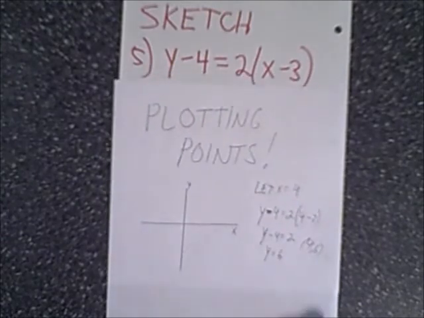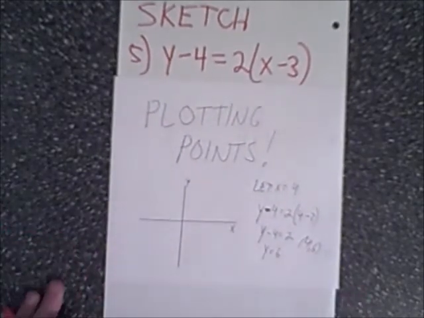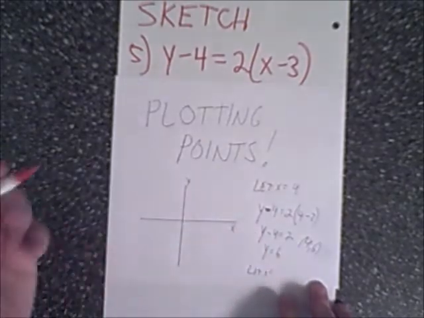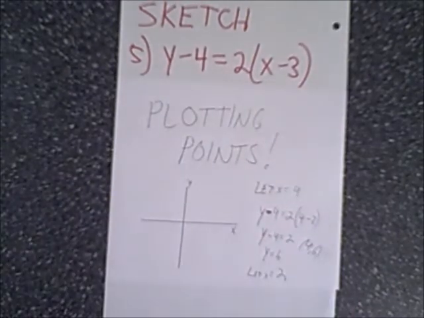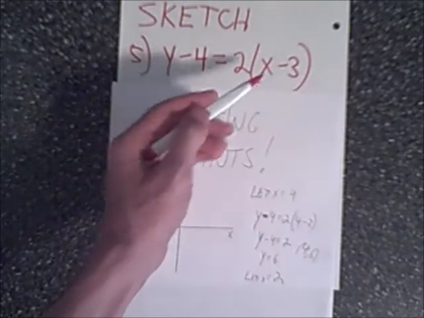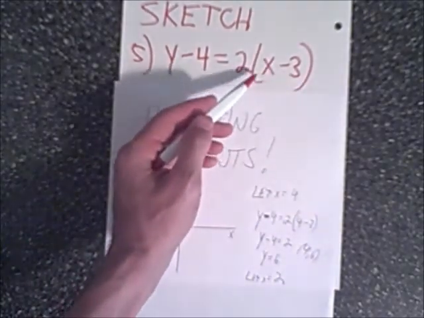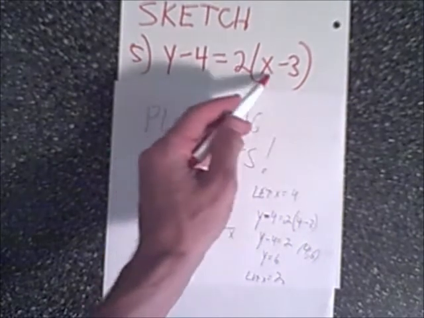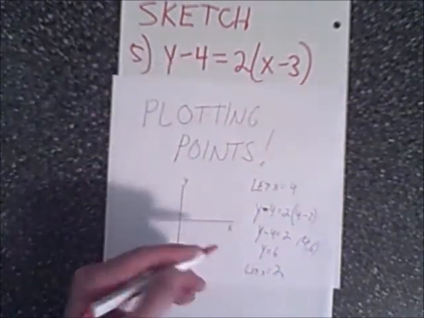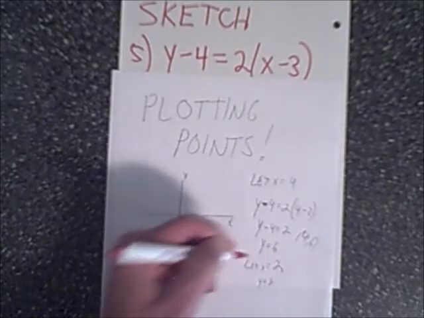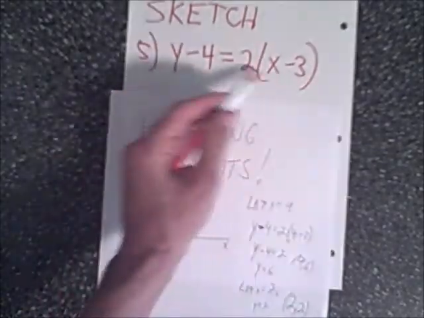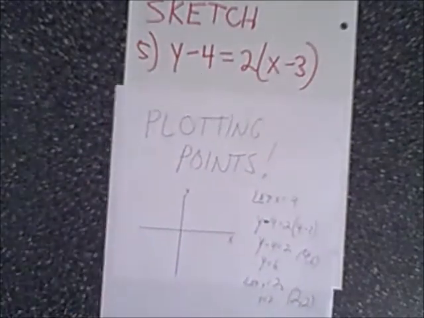Okay, and then the next point, which we'll just do in our head, let's make x equal, I don't know, let's say x equals 2. Okay, if x equals 2, 2 minus 3 is negative 1. Negative 1 times 2 is negative 2. Therefore, y must be 2. So y equals 2. So our point is 2, 2. Plug in 2, 2, and we'd have a solution that works.